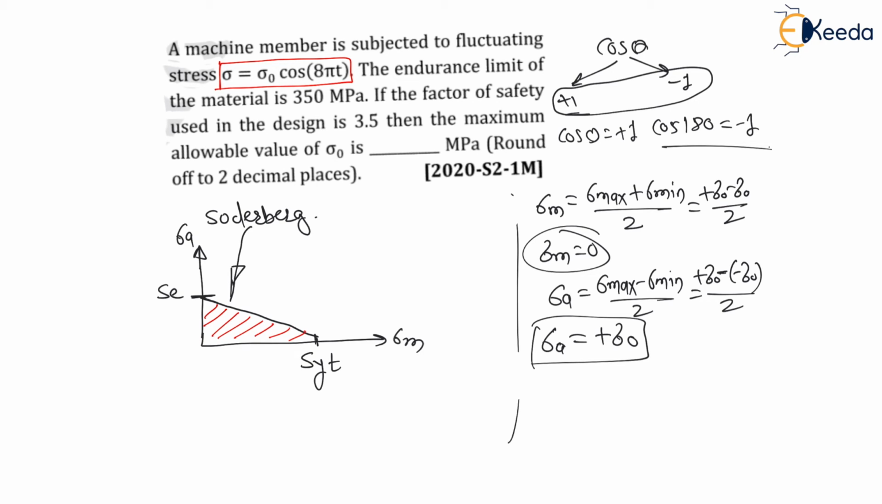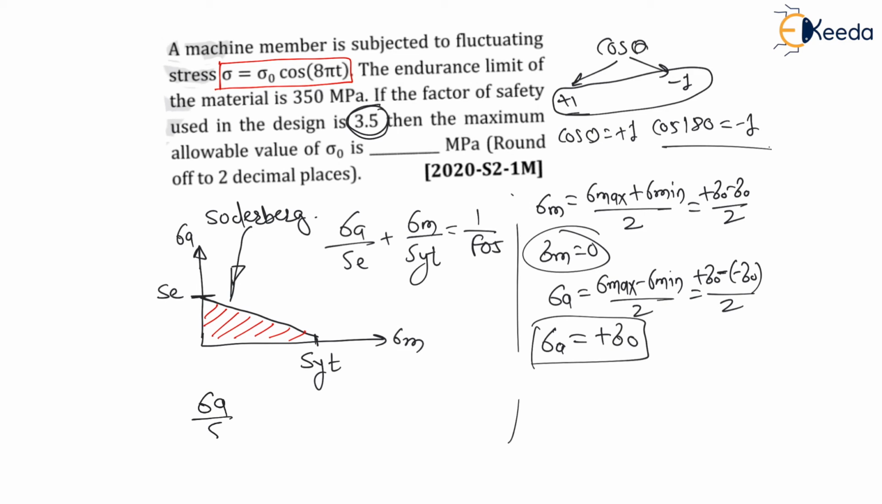Right? So my dear students, as per Soderberg criteria, the equation of line becomes sigma A divided by SE plus sigma M divided by SYT is equal to 1 upon factor of safety, right? This will be the equation of line, and here they have already given factor of safety 3.5, right? In the question only they have provided the value of factor of safety. So my dear students, let us put the values.